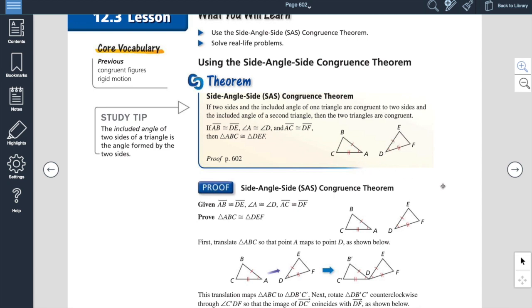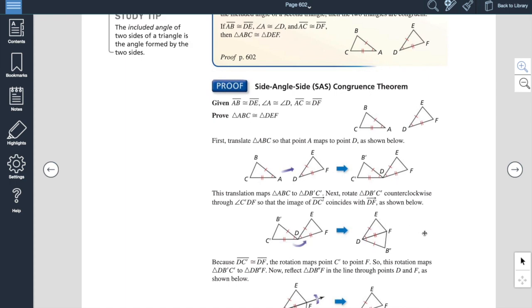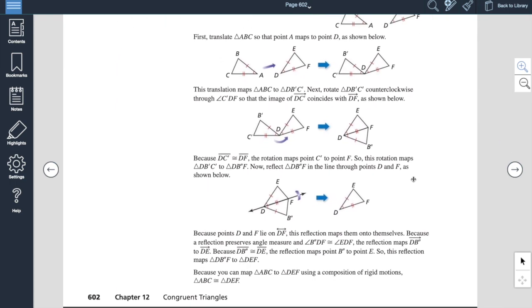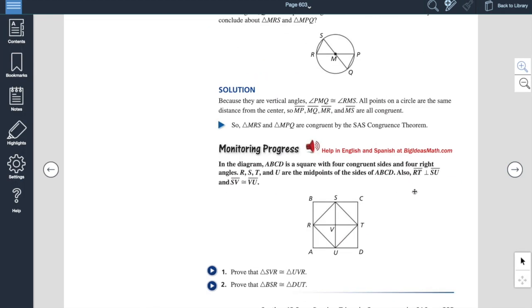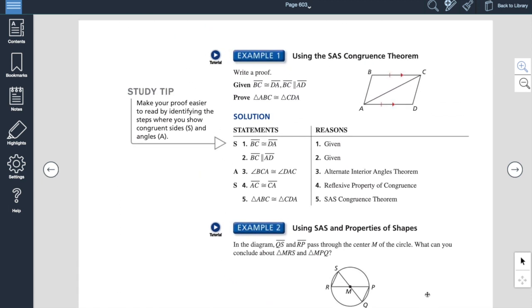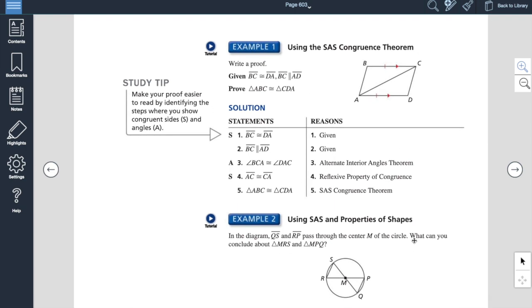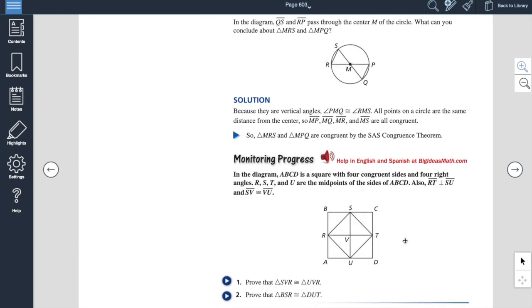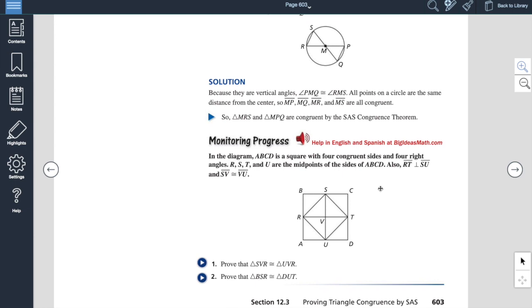Because of, again, the side angle side congruence theorem. It walks you through this, so take a look at that page. It's really good there. Then they give you a proof using side angle side, which again, I'm going to give you a couple of those. And here's a tutorial for this one, so I don't want to take up time with this. You can catch that tutorial on your own. Also down here, 1 and 2 on the monitoring progress. Same thing, check those out.